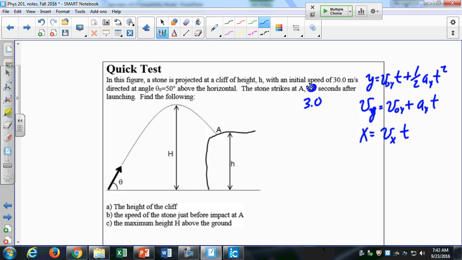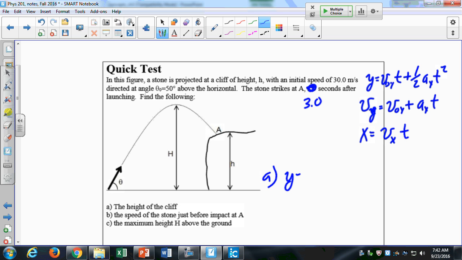I do, actually. I can find v naught y. It's just v naught times, actually cosine or sine? Sine of theta. I know t. T is given. That makes this problem a lot easier. And I know ay. So the only step that you have for part A is plugging in the right time.